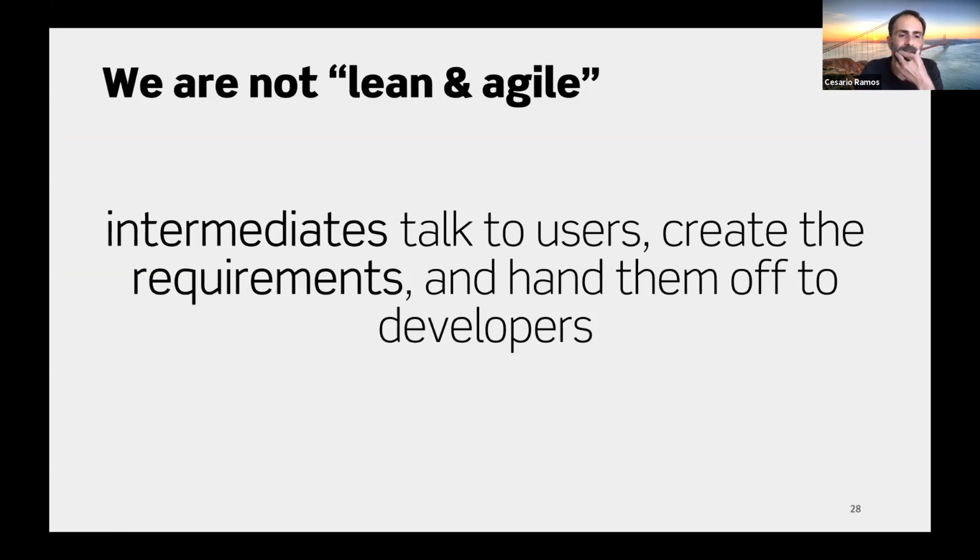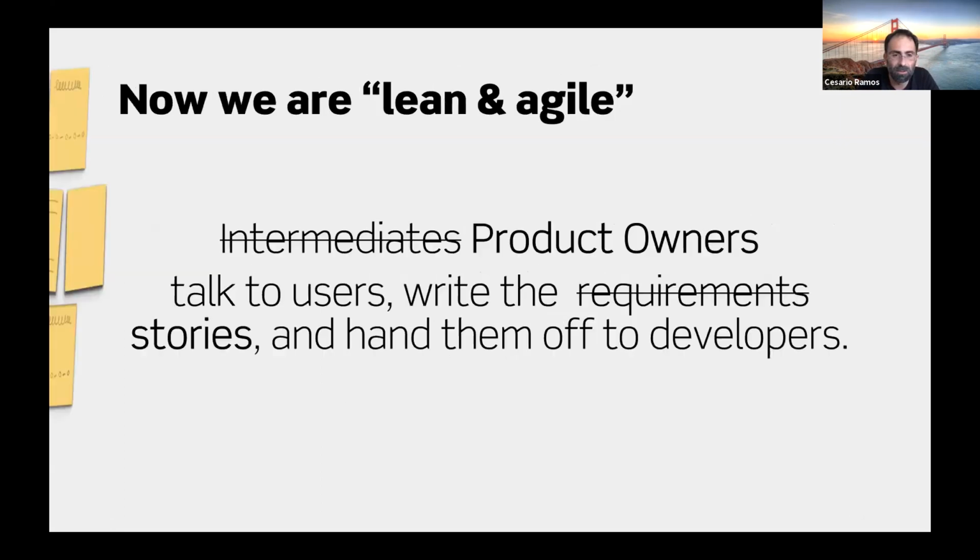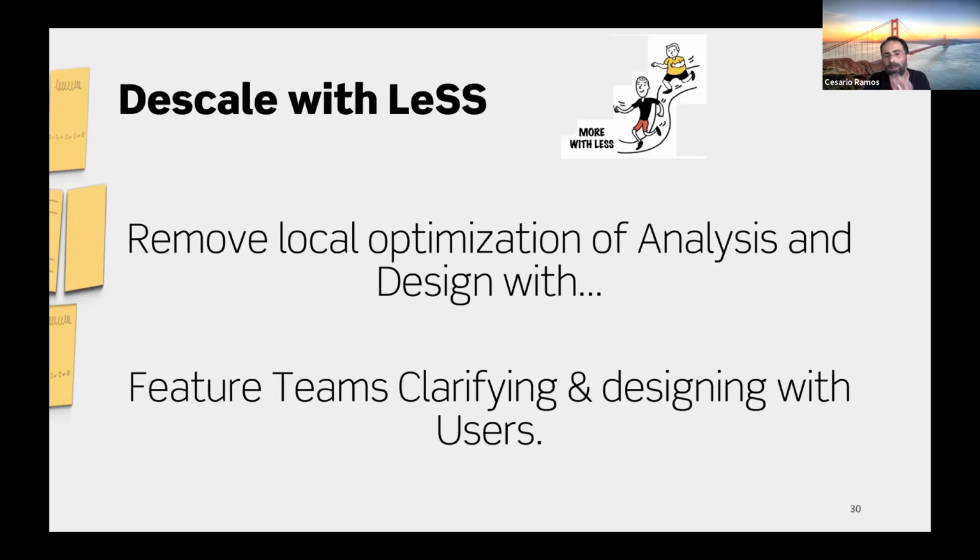And usually it's because there were team leaders, or business analysts, or let's just call them intermediaries, and they would talk to users and create requirements and then hand them off to developers. And the only thing that we did was change their titles to product part owners. So they still talk to the users, but now they don't write requirements, they write stories. It's just the same, in a funny format maybe, and then hand them off to the developer. So we don't want that.